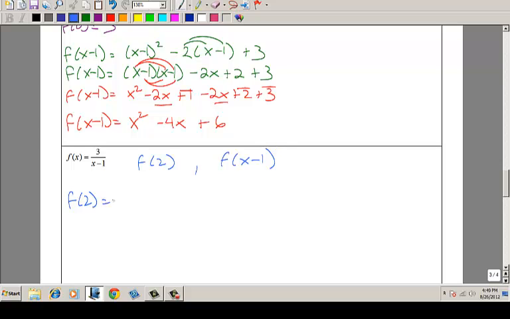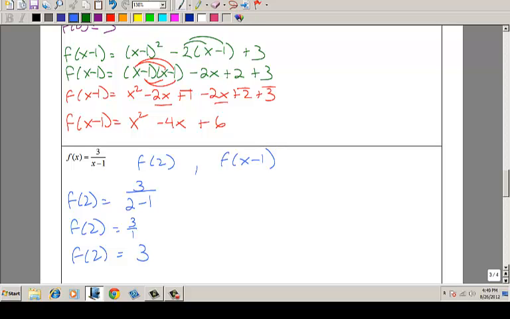Okay, just like we did in every single one of these, when we're finding a function value, we replace what's in parentheses in place of our x, or our variable in our function. So this will be 3 over, instead of this x, I write 2 minus 1. So f of 2 becomes 3 over 1, or just 3.